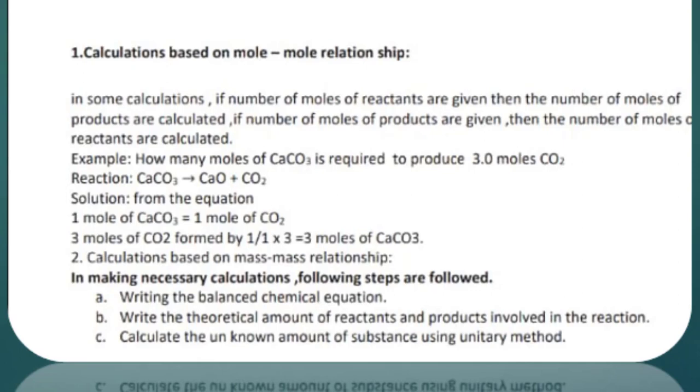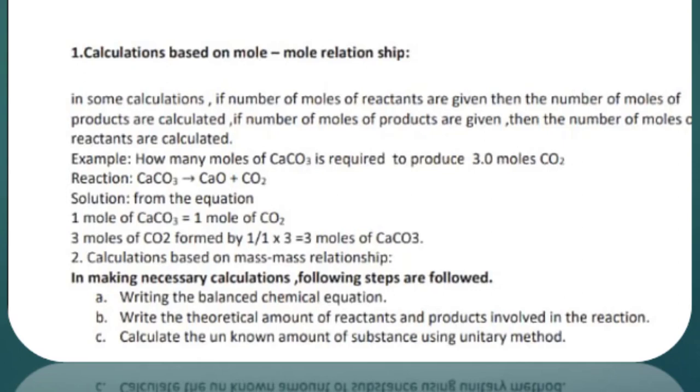Okay, next, calculation based on mass volume relationship. Here also reactants and products are related based on mass and volume. Next, fourth type is calculations based on volume relationship. What is the volume of the reactants of a chemical reaction that are combined to give what volume of products, means the relation between reactants and products in terms of volume.